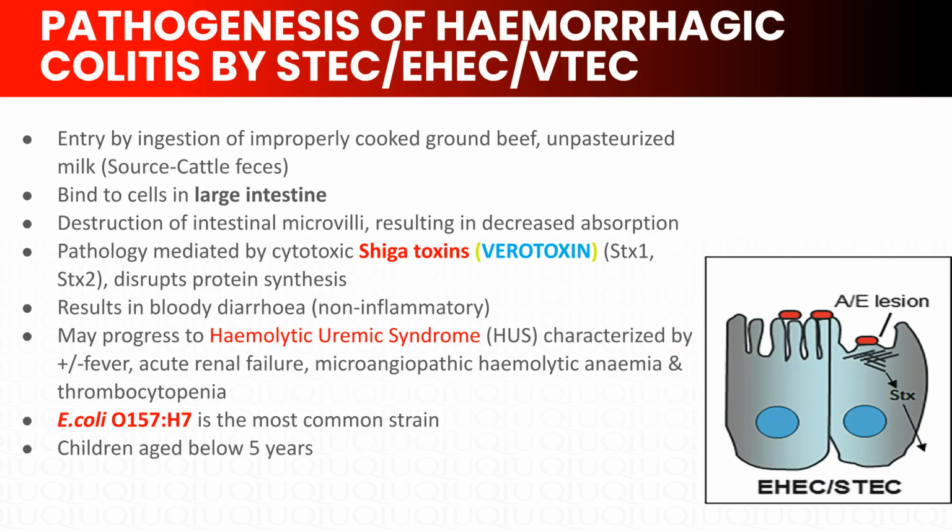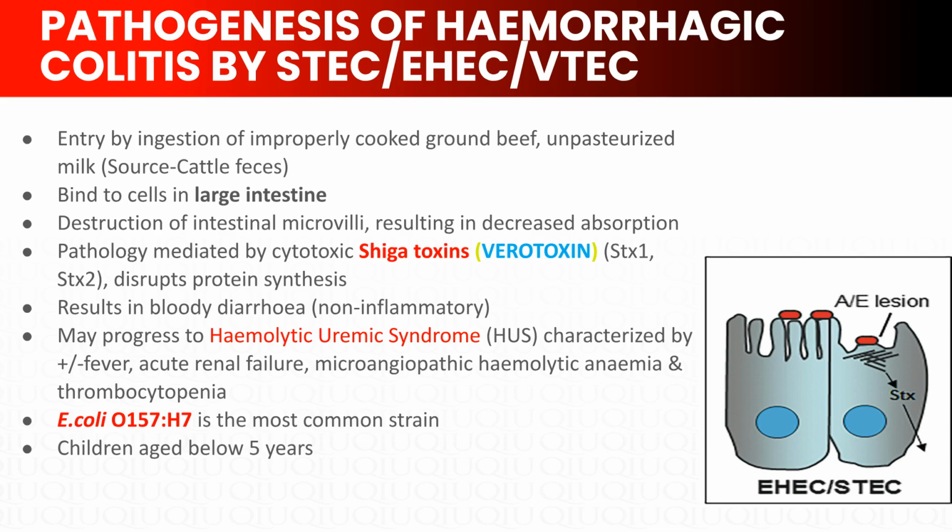Now we come to EHEC, enterohemorrhagic E. coli, also called STEC, or VTEC. This is the most dangerous pathotype. The classic source? Improperly cooked ground beef or unpasteurized milk, contaminated with cattle feces. The most notorious strain is E. coli O157:H7. Remember this designation. After ingestion, EHEC colonizes the large intestine. It binds to colonic cells and destroys intestinal microvilli, causing decreased absorption.